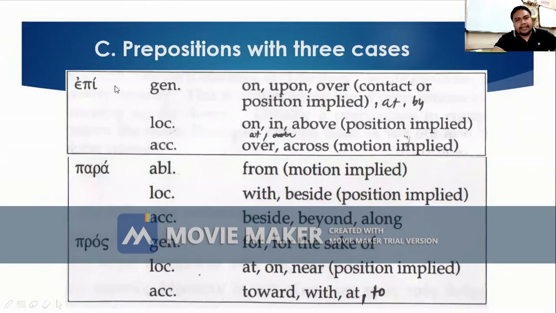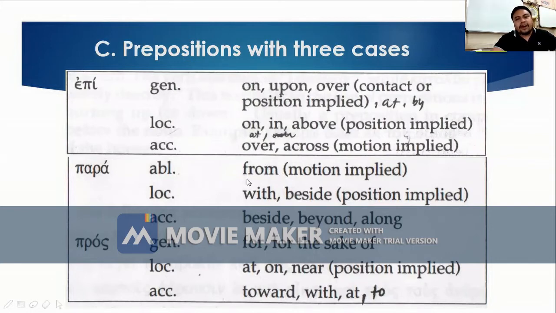We have epi. In genitive, it means upon, on, over, at, by. Locative: on, in, above, position implied. Accusative: over, across, motion implied. So depending upon its use, the locative is about position, and the accusative is about motion. So that is epi.